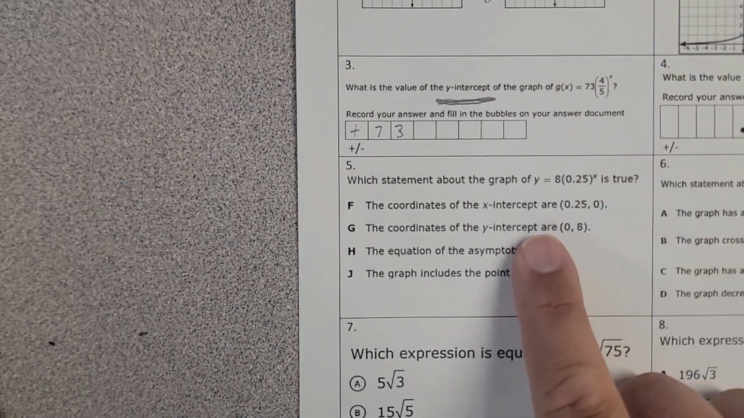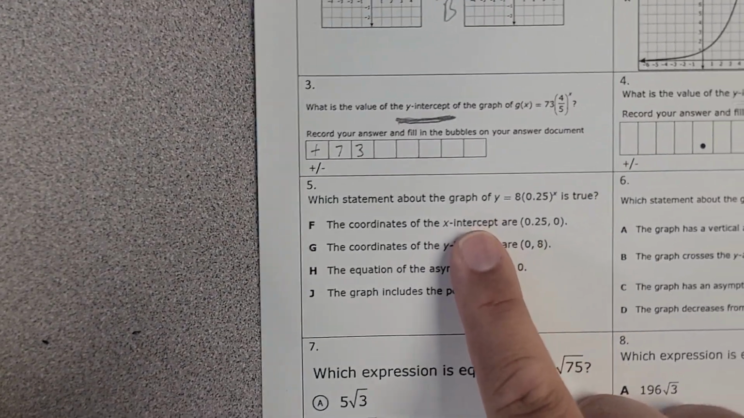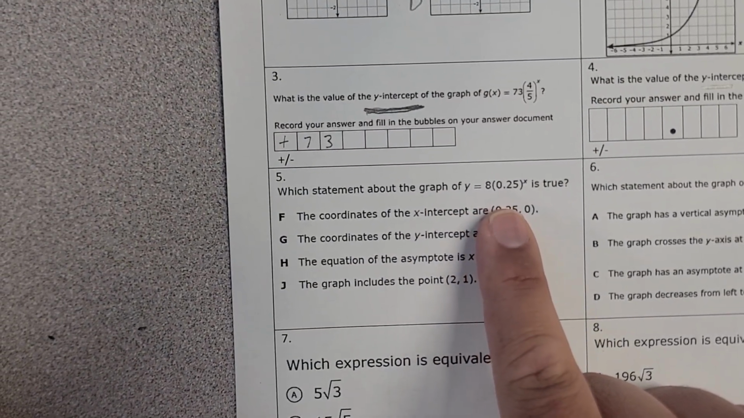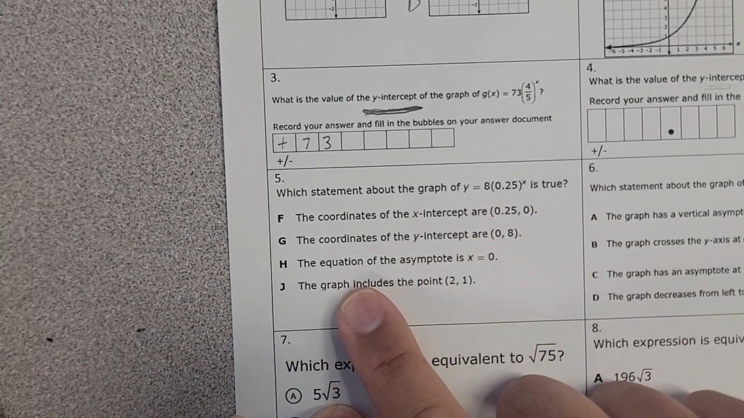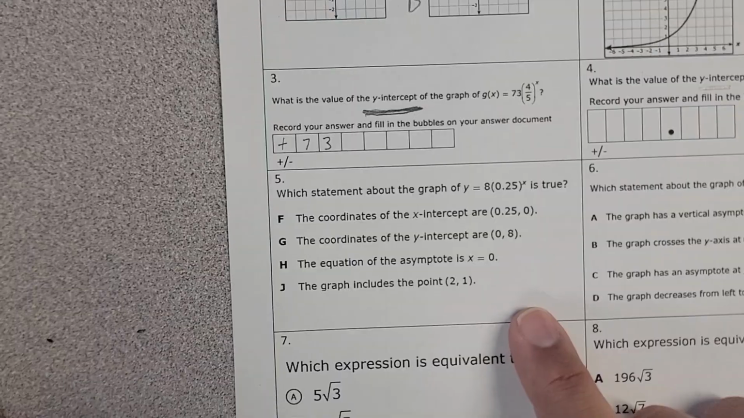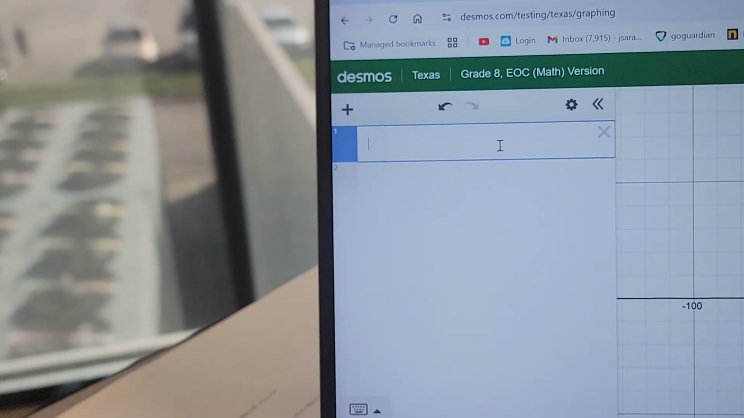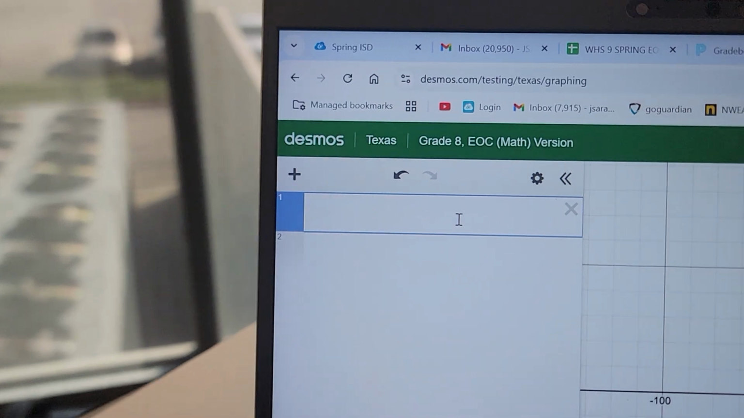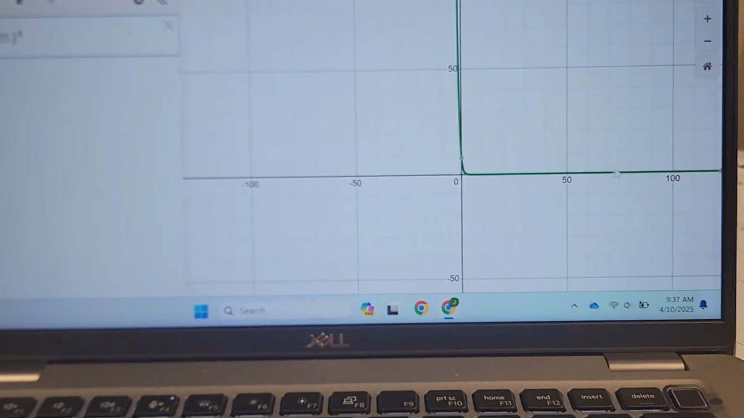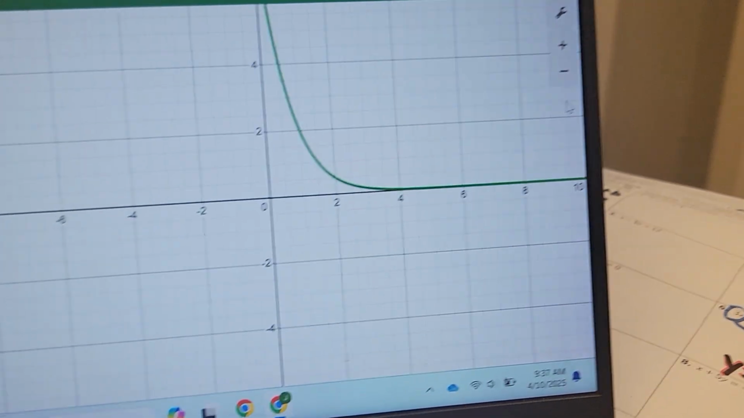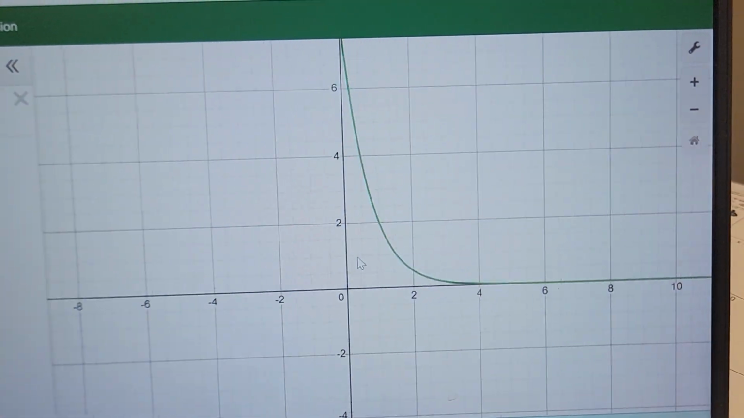Okay, so next it says, which statement about the graph y equals 8 parentheses 0.25 parentheses x is true? So let's look at these and see which one is true and which one is false. So let's put it in the Desmos. All right, okay, so I plugged it in. Now my graph is really far. I'm gonna hit this little house button so I can zoom in closer.